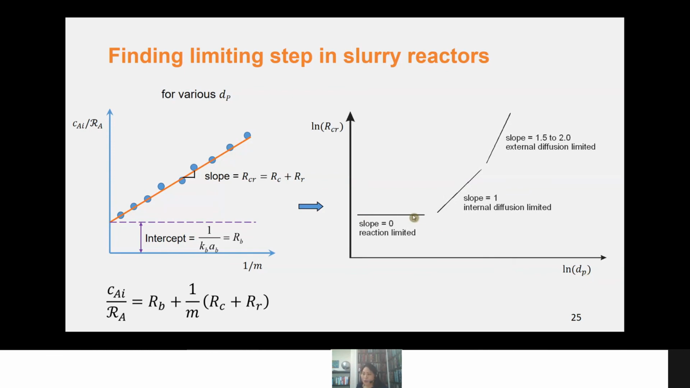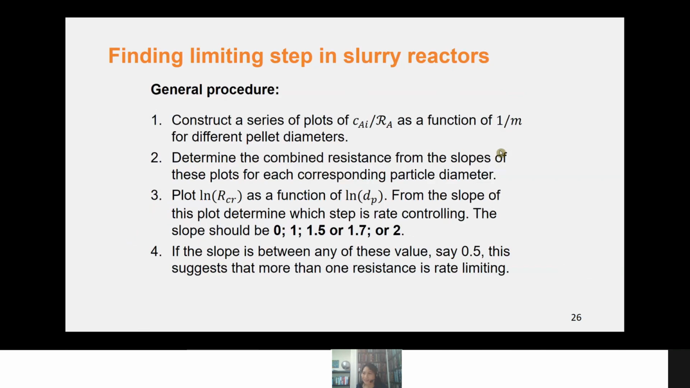So if the slope is 0, it's reaction limited. Slope of 1, it's internal diffusion limited. And if the slope is between 1.5 and 2, then it is external diffusion that is controlling the process.